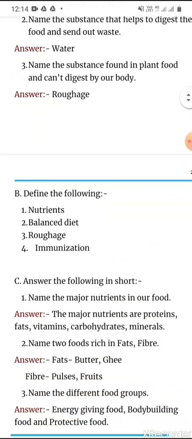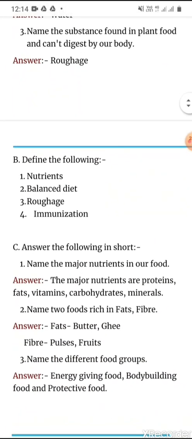Now we have short question answers. First one, name the major nutrients in our food. The major nutrients are protein, fats, vitamins, carbohydrates, minerals.